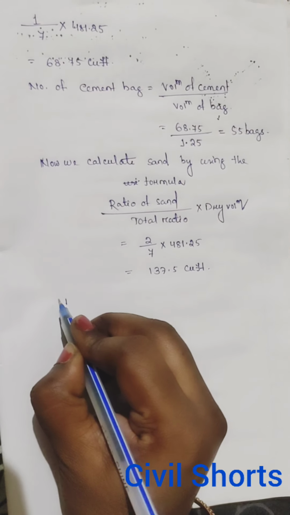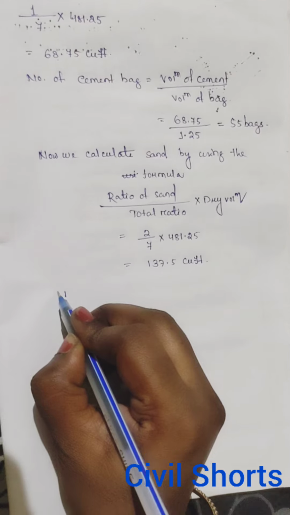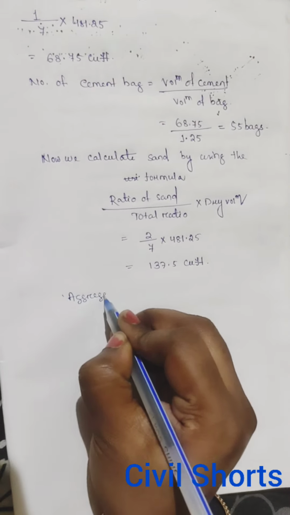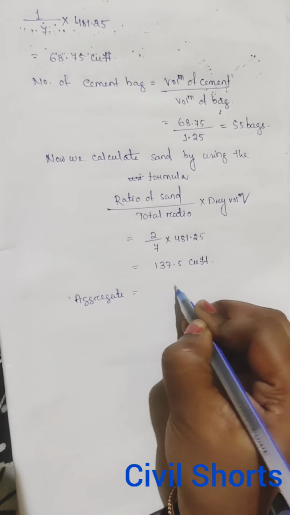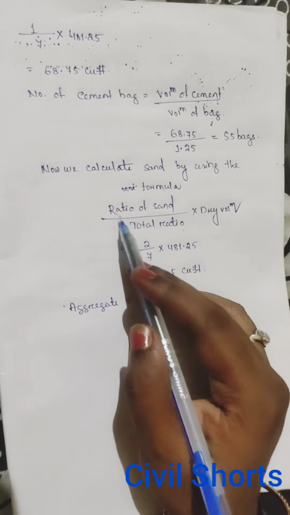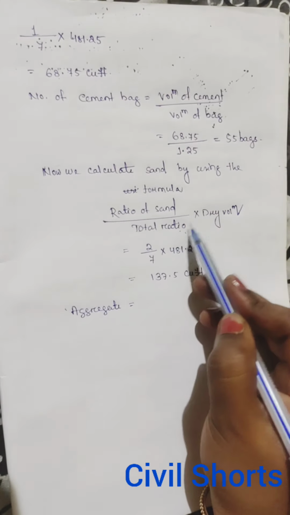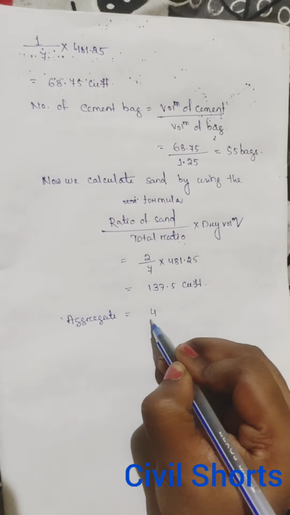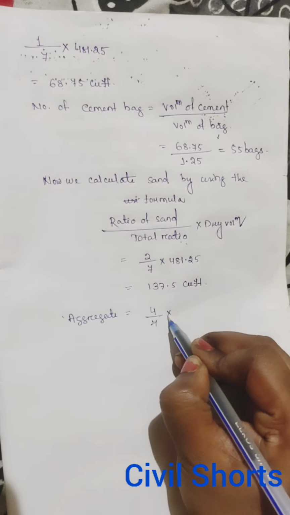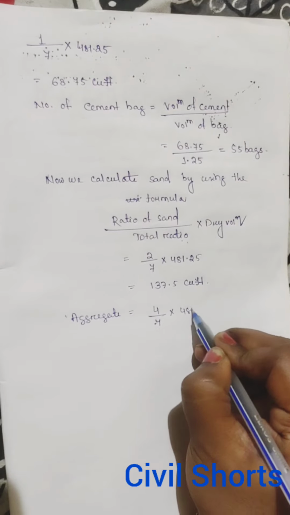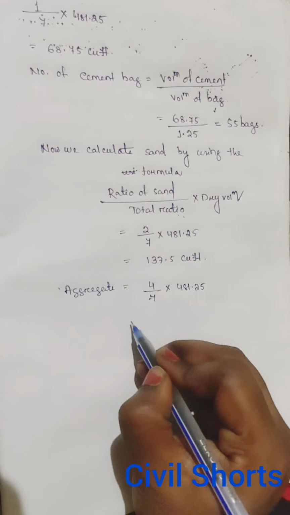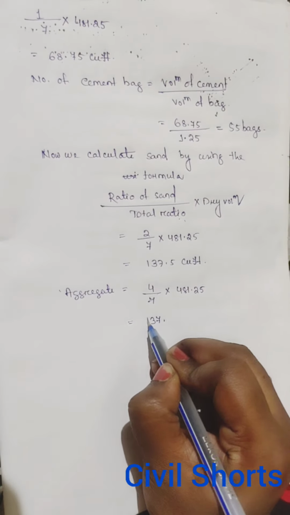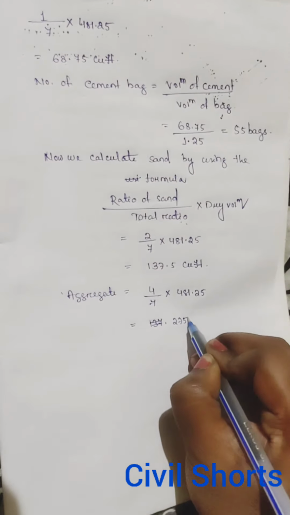Then the volume of aggregate is calculated by using this formula: ratio of aggregate by total ratio into dry volume. Here the aggregate ratio is 4 by 7 into dry volume 481.25. Here the answer is 275 cubic feet.